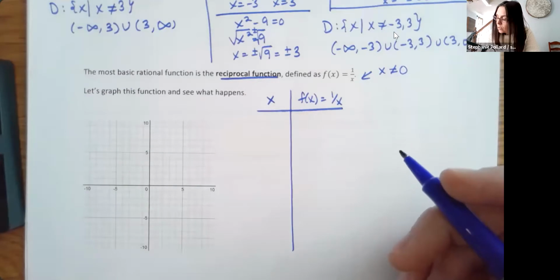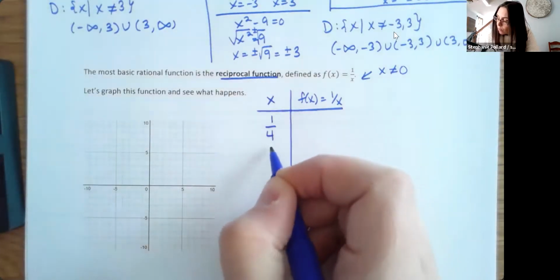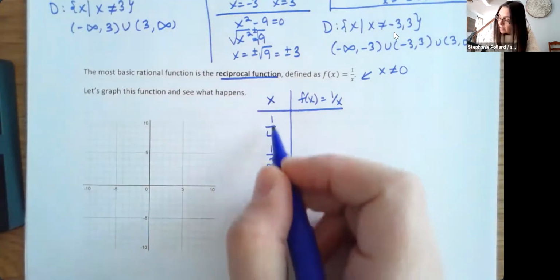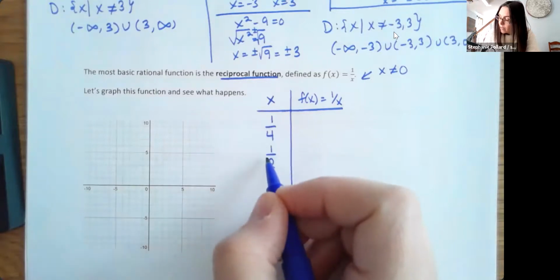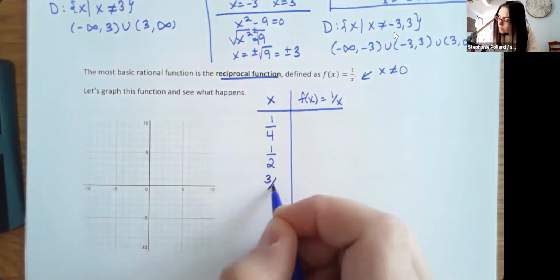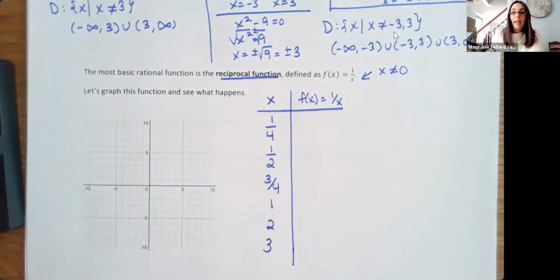So I think I would like to look at maybe 1/4, 1/2, kind of heading towards 0 there, right? 1/4, 1/2 would be the next bigger one. Maybe we'll look at 3/4, 1, 2, and 3, and then we can look at negative values too.